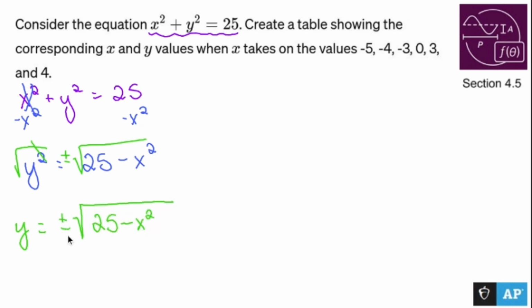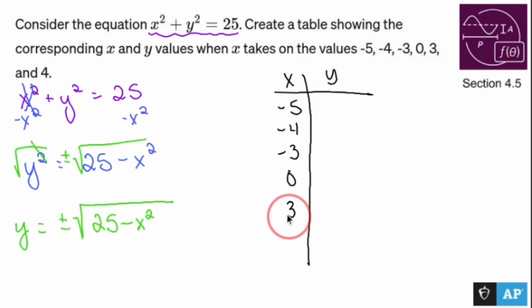Now, why do I care about the positive or negative? Well, there's no restrictions here saying that I only care about positives or I only care about negatives. And again, whenever I solve an equation for y, and the way I have to solve is by taking the square root, you have to include the plus or negative symbol. So now I can make myself a little table of x and y values. The x values they want me to use are -5, -4, -3, 0, 3, and 4. Why they chose those, I have no idea. Thanks, ChatGPT, for creating this problem.